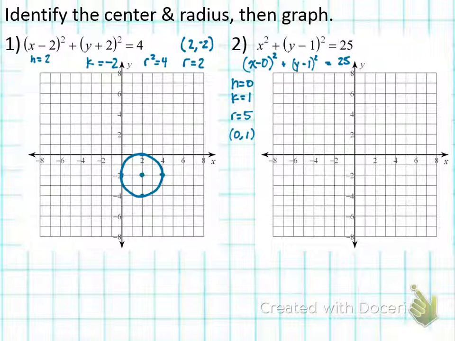Plotting my point, I'm going to go 0, up 1. This is my center of my circle. I'm going to have to go up 5, so I'm going to count carefully. 1, 2, 3, 4, 5. There should be a point here. I know that my radius will go 1, 2, 3, 4, 5 to the right, 5 down, and 5 to the left, of course. And then I draw a nice circle as well as I can. It's kind of hard without a... Okay, and that's it.